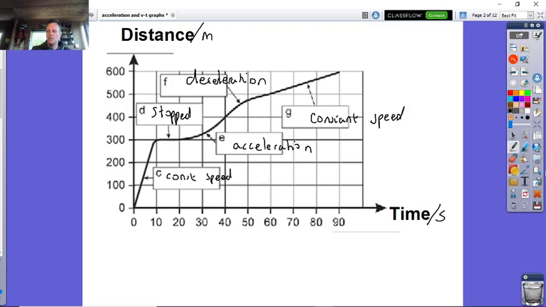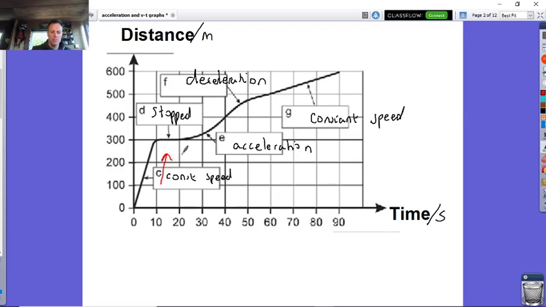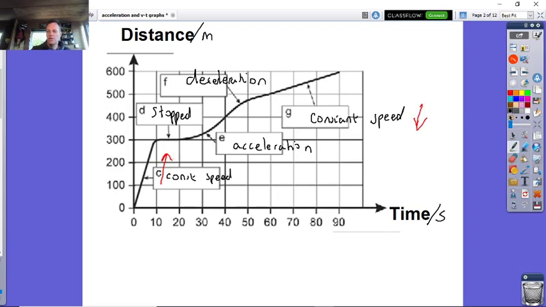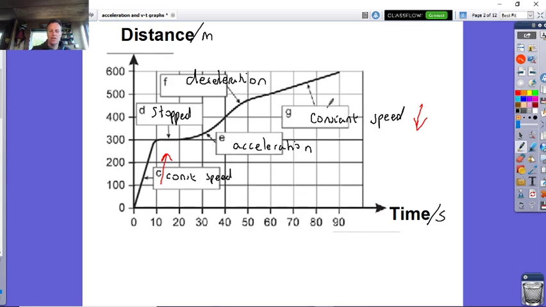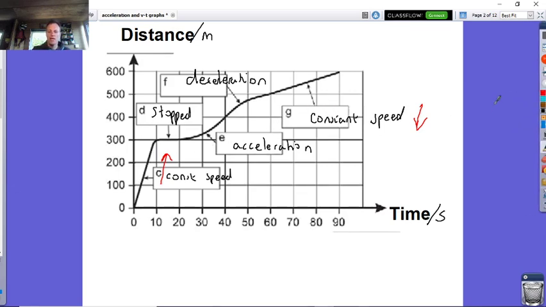But I would like you to notice, using a different color pen, that this constant speed is going to be big and this one is not going to be so big. The whole reason behind that is because this one is steeper than that one there. Okay, hope you got them all correct.